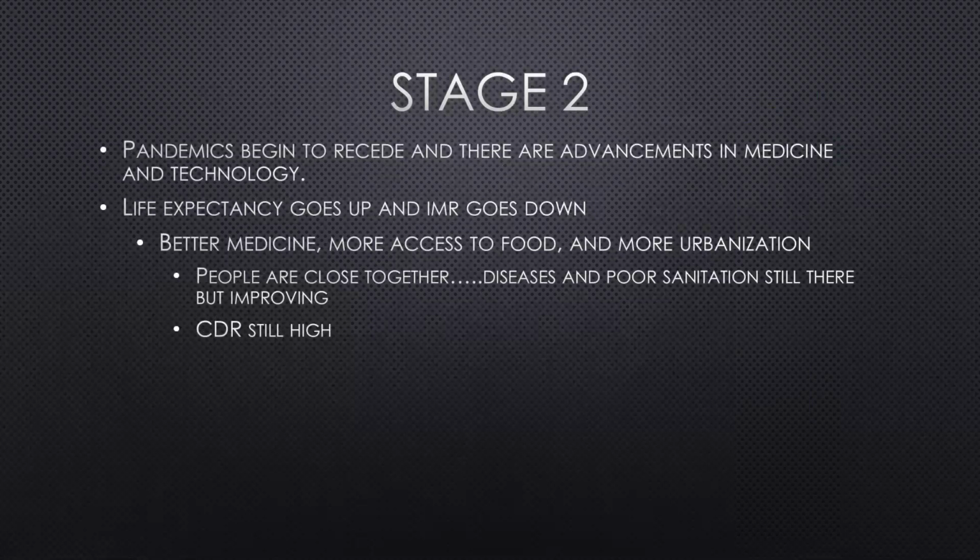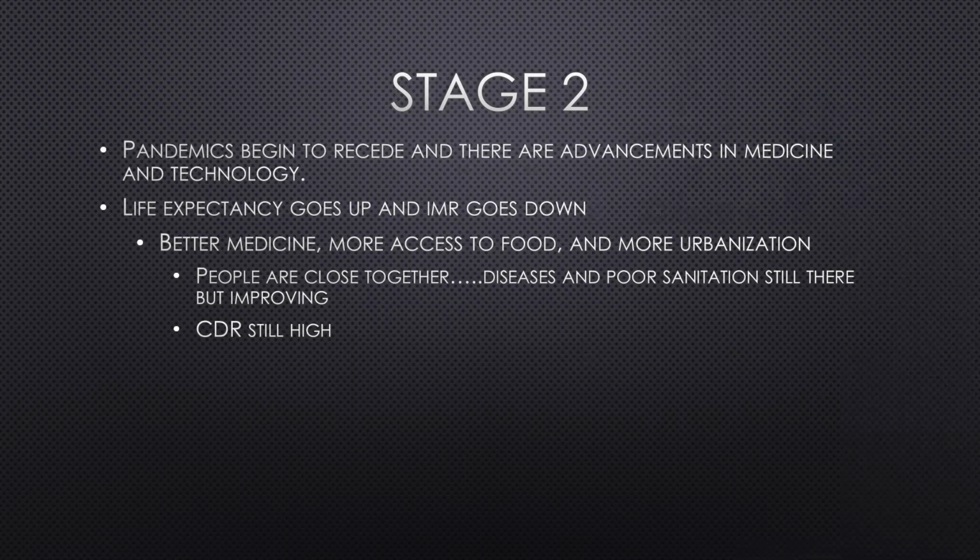Okay, awesome. So stage 2 of the ETM. We see pandemics begin to recede and advancements in medicine and technology. So again, in conjunction with the DTM, Industrial Revolution and Medical Revolution. So life expectancy goes up in this stage, and the infant mortality rate begins to go down. We see better medicine, more access to food, more urbanization. So less widespread diseases in general.